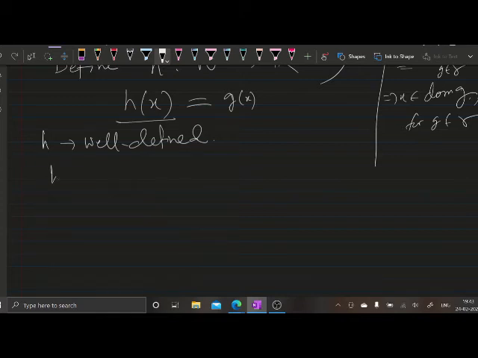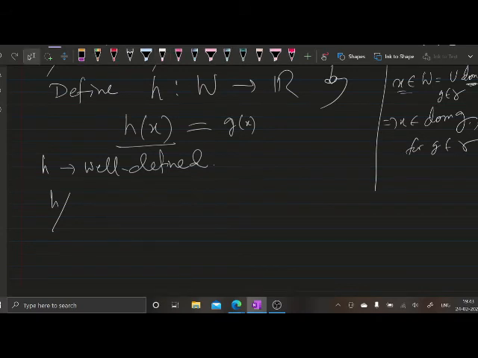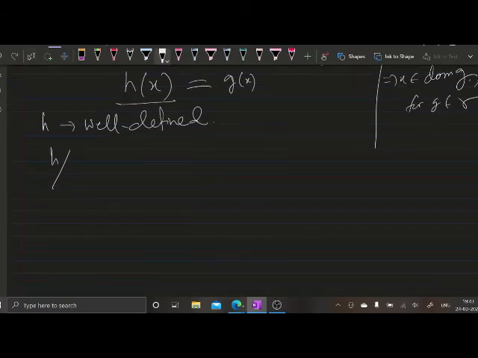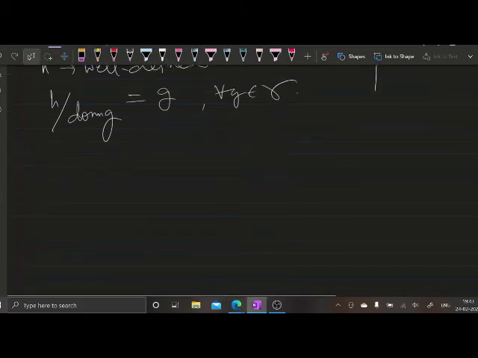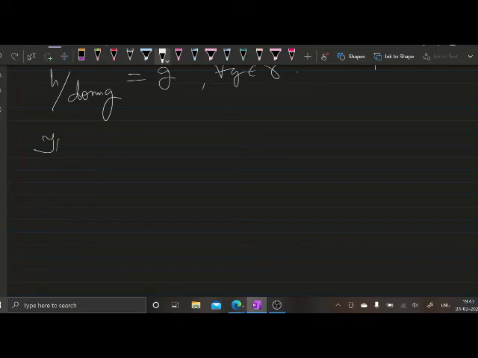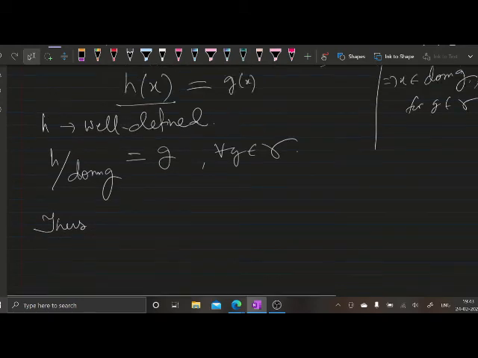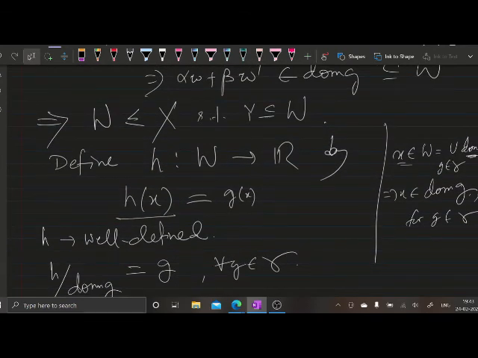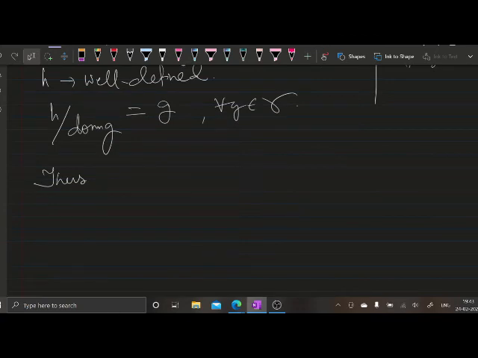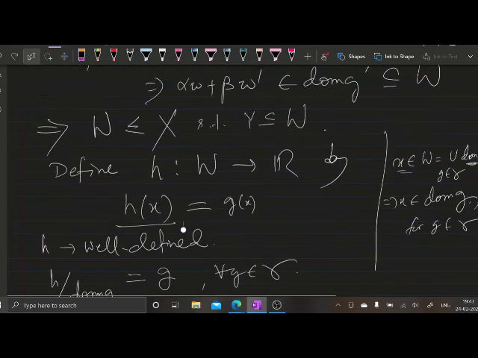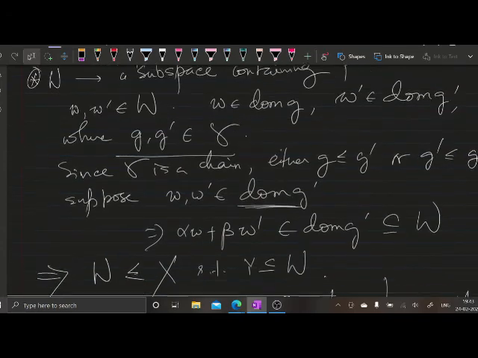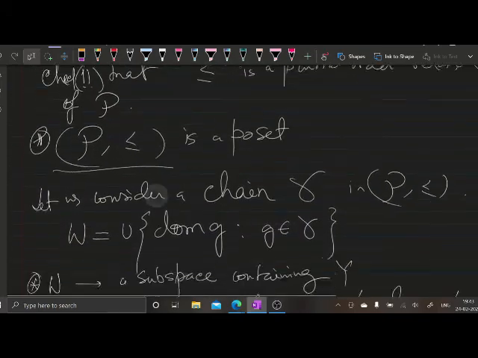Okay. And if you take the restriction of H to the domain of G, then it will give you G, right? So this is true for all G belonging to gamma. So thus, H is a linear functional on W.